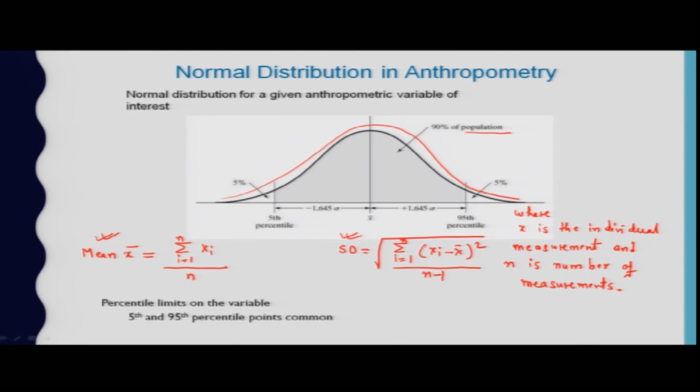So, in terms of definition, we can state that the mean is the sum of all the measurements divided by the number of measurements.